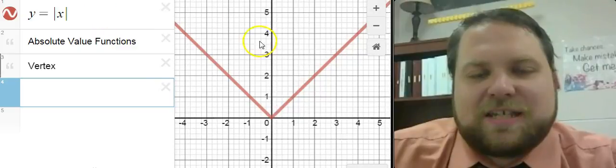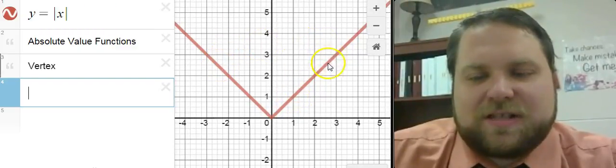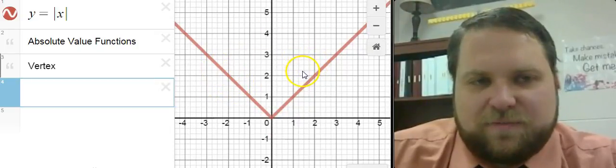This will always be the case for an absolute value function. The numbers of the slope will be the same, just opposite signs. So if this one has a slope of 2, this one will have a slope of -2. They always have opposite slopes of each other.